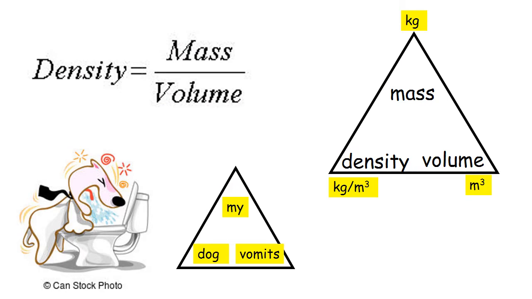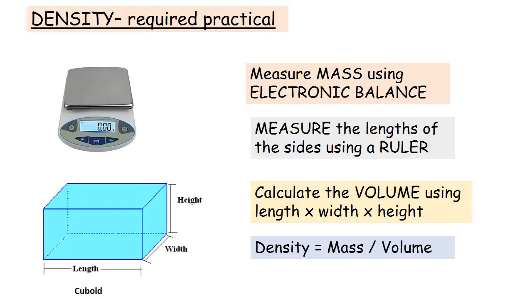To calculate the density of a material, we use the mass, density, volume formula: density equals mass divided by volume. Mass has to be recorded in kilograms. Density is measured in kilograms per meter cubed because we always measure the volume of materials in meters cubed.